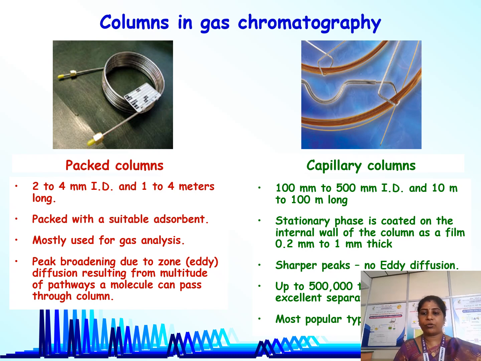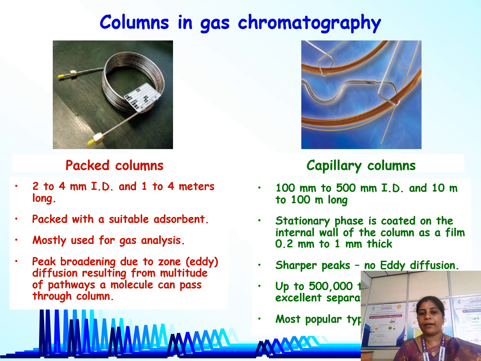One is the packed column, the other is the capillary column. Packed column: usually the internal diameter is 2 to 4 millimeter and 1 to 4 meter in length. Packed with a suitable adsorbent, mostly used for gas analysis. Peak broadening occurs due to zone diffusion resulting from the multiple pathways a molecule can pass through the column.